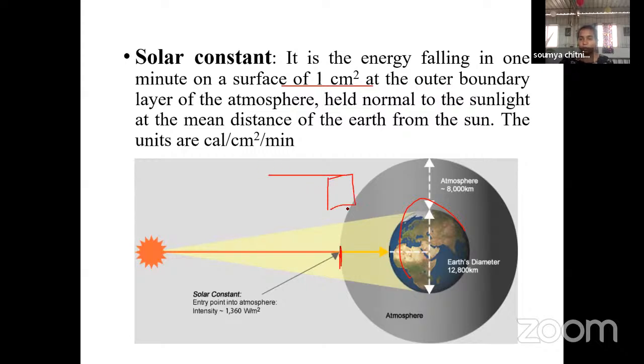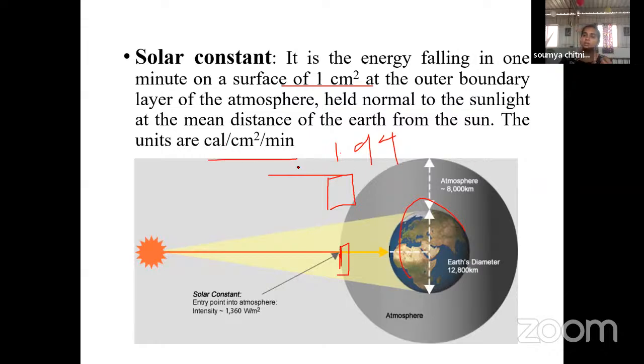So on the outer boundary of the atmosphere, when the sun is directly pointing at the earth's surface, held normal or perpendicular when it is falling onto it, what is the energy that is falling in that small area in 1 minute? We call it the solar constant, right? That solar constant is about 1.94 calorie per centimeter square per minute.